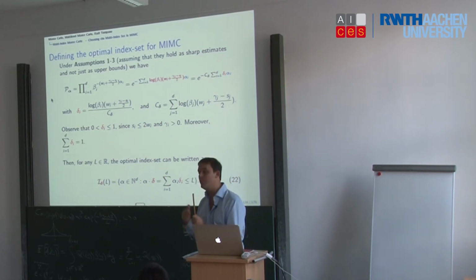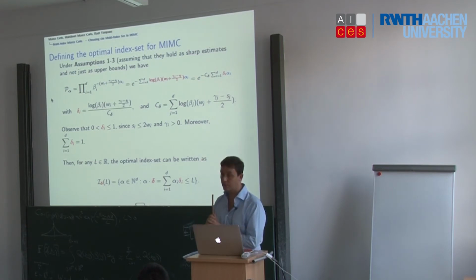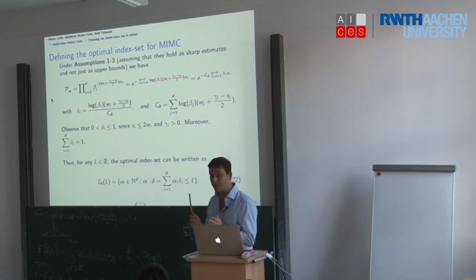And now comes the question. Now we know the optimal set for these particular assumptions in multi-index Monte Carlo. What is the corresponding complexity result? And does it compare in some way with multi-level?